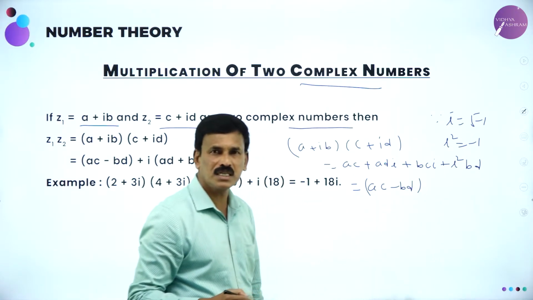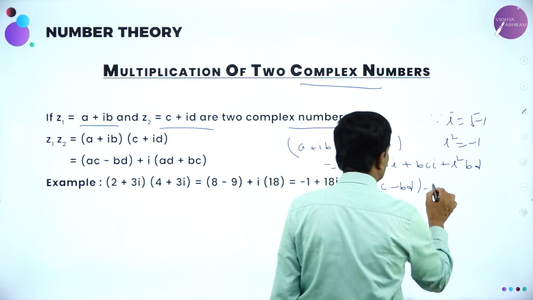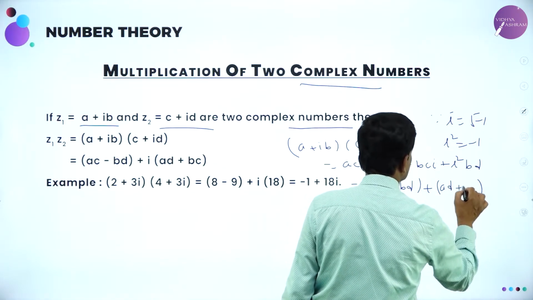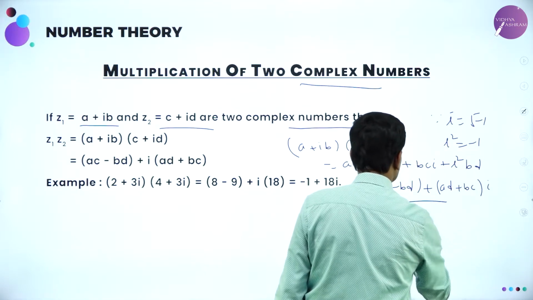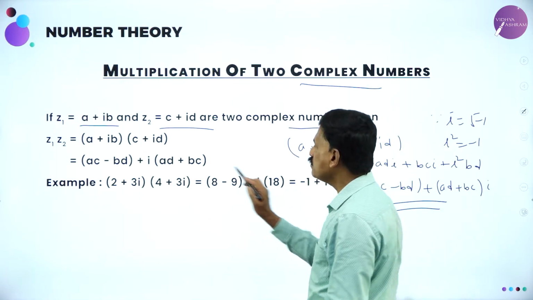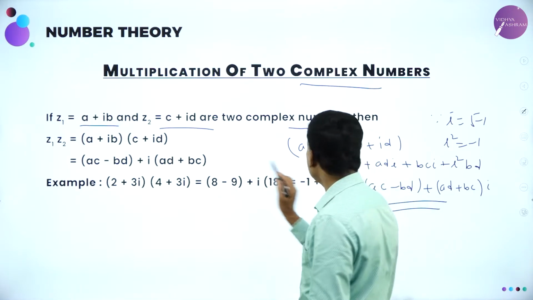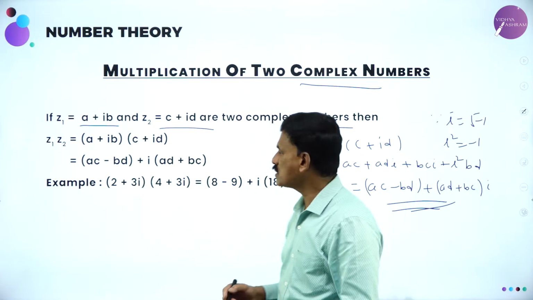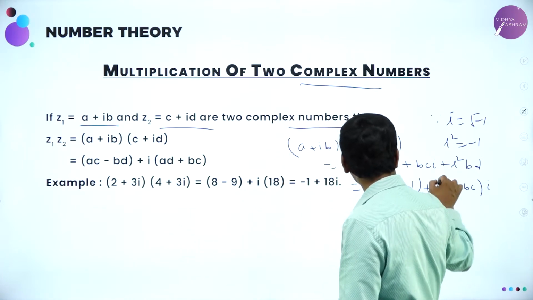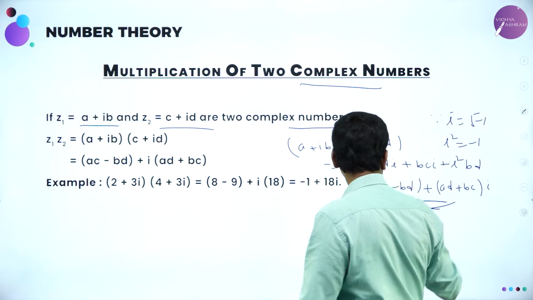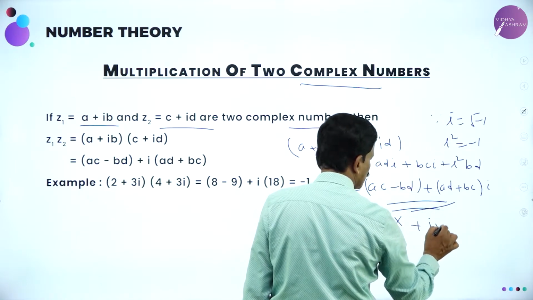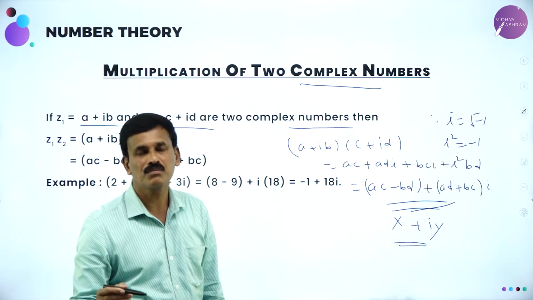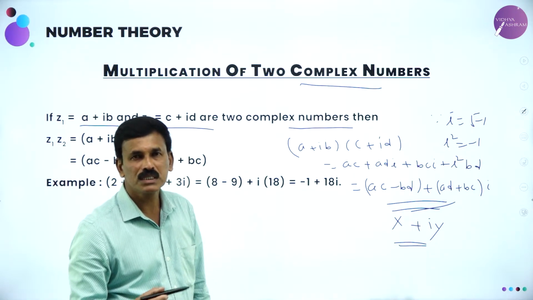Let us group the real terms and imaginary parts. Just take the common factor. What is left is (ad plus bc) into i. So see here, ac minus bd plus (ad plus bc) into i. So just multiply it, you will get the answer. That's it. This is called the multiplication of complex numbers. So again, this is of the form x plus iy, a complex number. So multiplication of complex numbers gives again a complex number. Hope you followed. This is the general method.